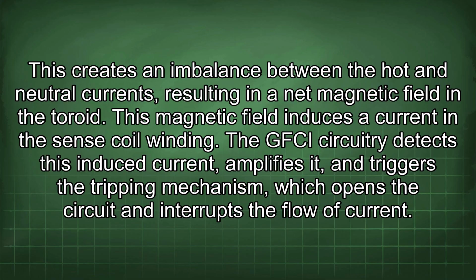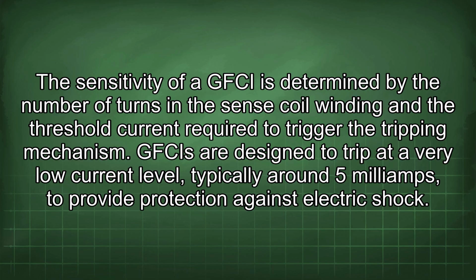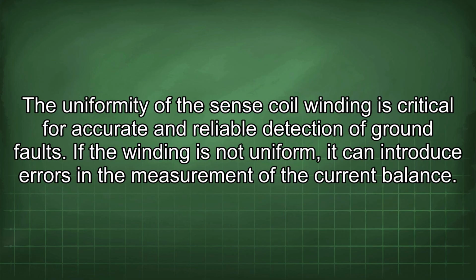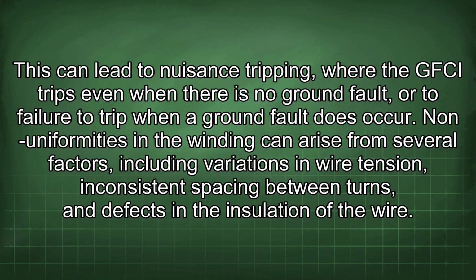The sensitivity of a GFCI is determined by the number of turns in the sense coil winding and the threshold current required to trigger the tripping mechanism. GFCIs are designed to trip at a very low current level, typically around 5 mA, to provide protection against electric shock. The uniformity of the sense coil winding is critical for accurate and reliable detection of ground faults. If the winding is not uniform, it can introduce errors in the measurement of the current balance. This can lead to nuisance tripping, where the GFCI trips even when there is no ground fault, or to failure to trip when a ground fault does occur.